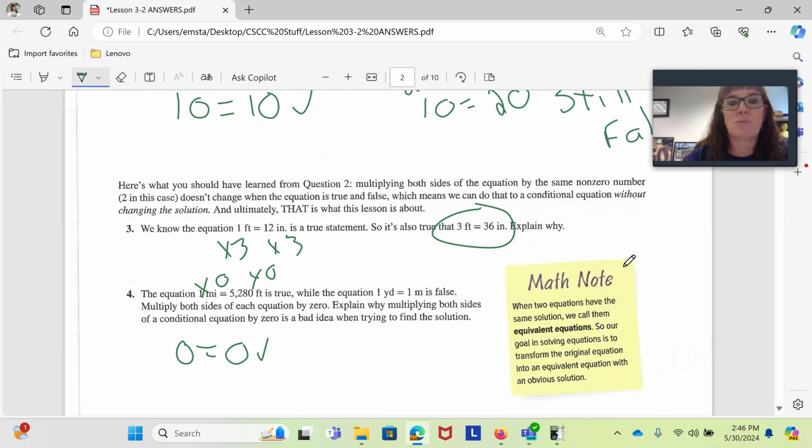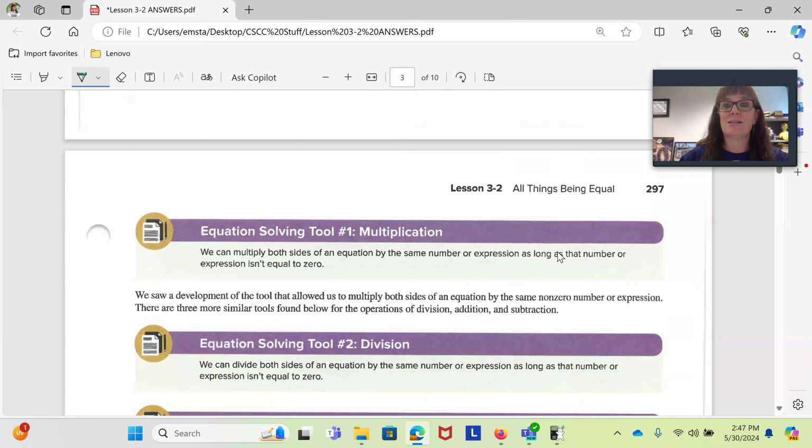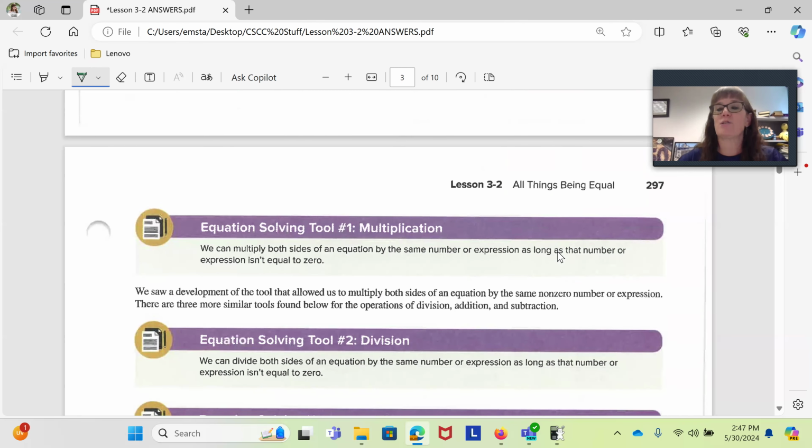Uh-oh. What happens when we multiply the false statement on both sides by 0? I get 0 equals 0. I've gone from a false statement to a true statement, and that's a problem. So what that tells us is I can multiply both sides of the equation by anything except 0. So we caught a catch. And there it is given to us on the top of page 297 as our first tool in our toolbox. We can multiply both sides of an equation by the same number or expression as long as it's not equal to 0.